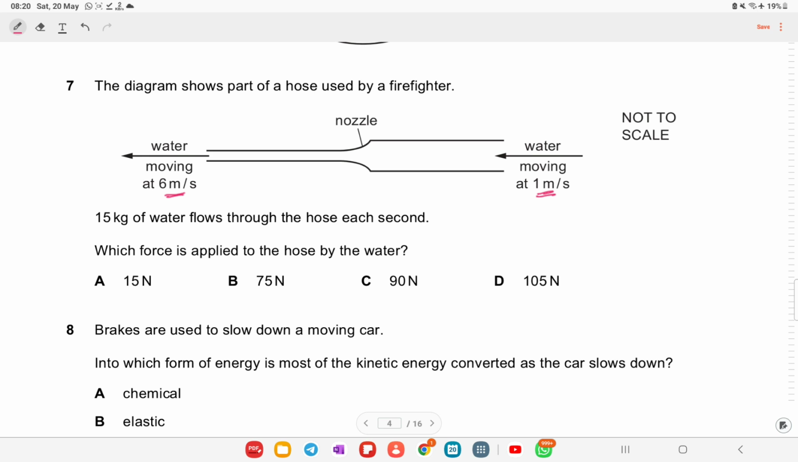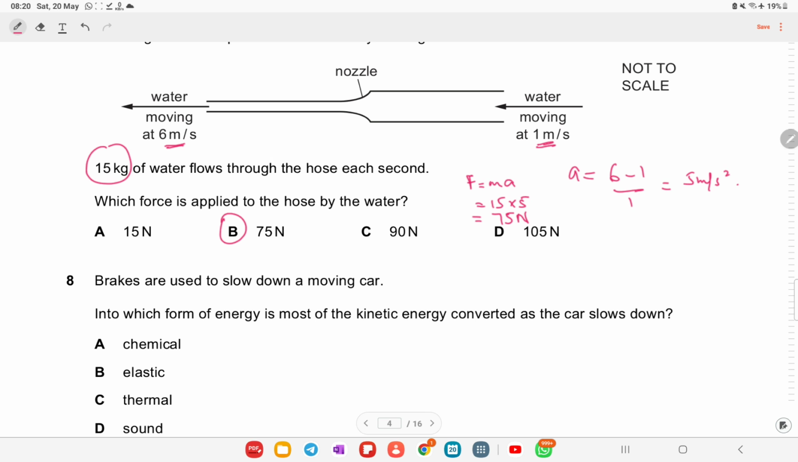So over here, first we need to know the acceleration. So this is the formula for acceleration. We will do 6 minus 1 over 1, which is going to be 5 meters per second squared. And the mass is 15, so I'll put 15 times 5, which is going to be 75 newtons. So B is going to be your answer.